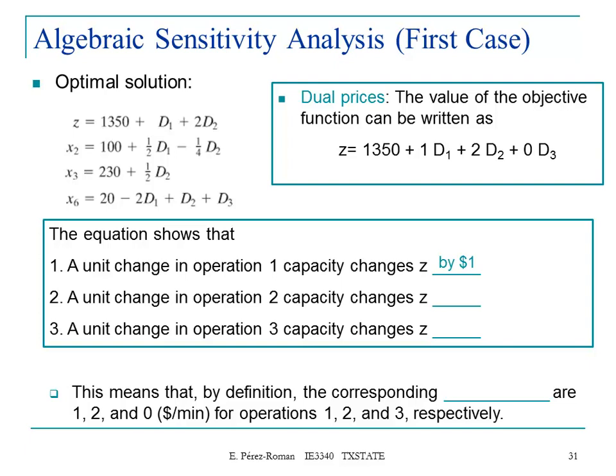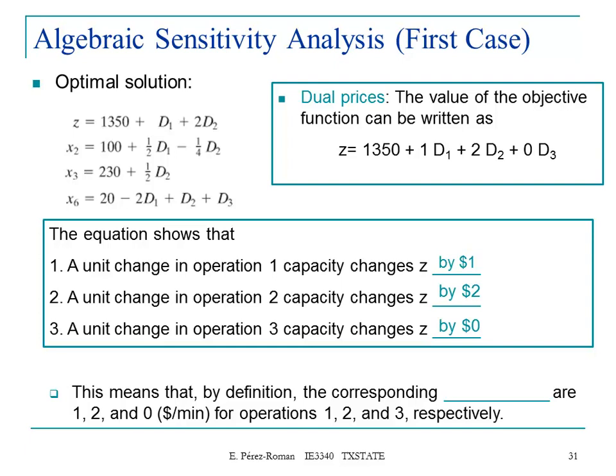So if we increase the capacity of the first operation by one unit, then it will increase your optimal solution by $1. If you look at the second operation, that will increase your objective function by 2. And a unit change in operation 3 will increase your objective function by 0. So increasing the capacity of the third operation will not improve your optimal solution. But if you increase the capacity of the second operation, your objective function will increase $2 per unit that you increase in the second operation.